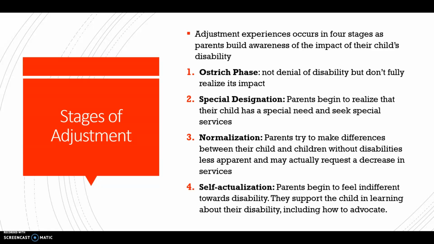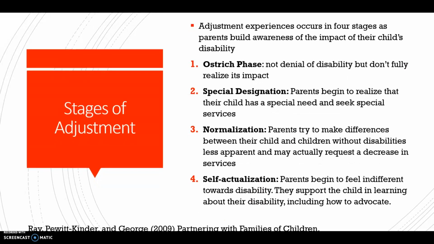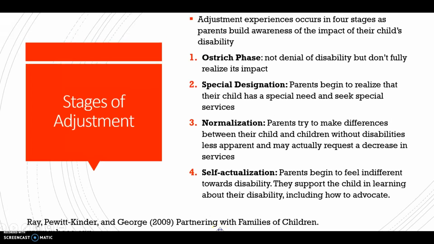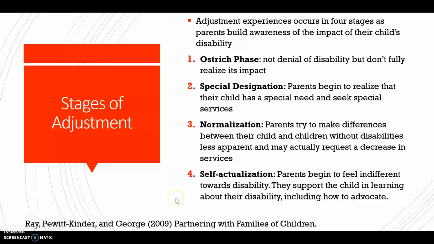So I found this really interesting article online. And let me just, sorry, I don't think you can see the citation here, but it's www.mbaea.org. And this was a little article called Partnering with Families of Children, and I really liked it. And it's not written with blind or visually impaired children in mind specifically, but it's written for children with disabilities. And so it points out the stages of adjustment that parents go through as they kind of go on this journey of their child's disability. They occur in 4 stages as the parents build awareness of the impact of their kid's disability.